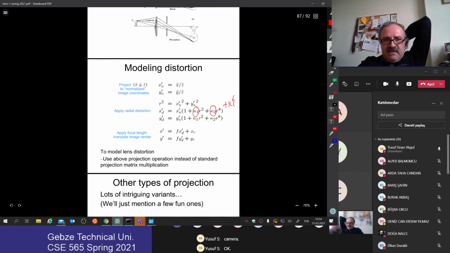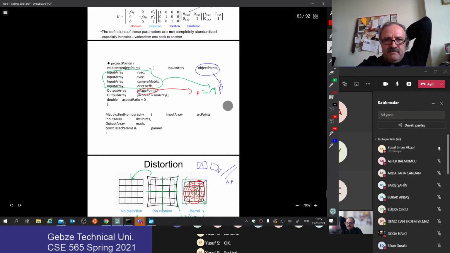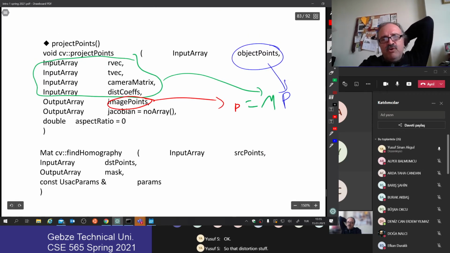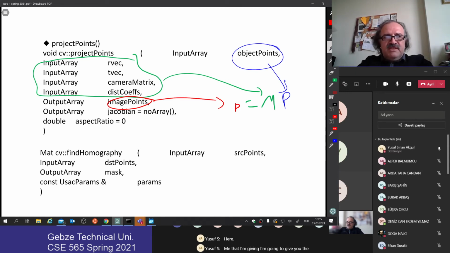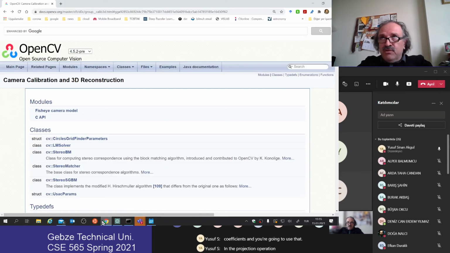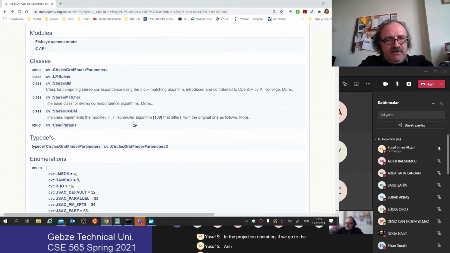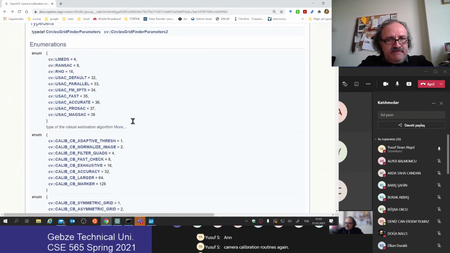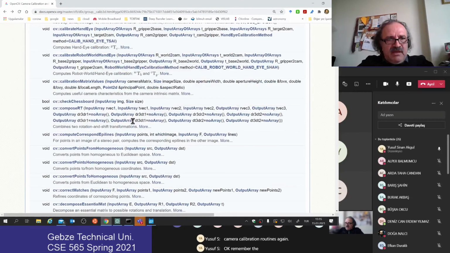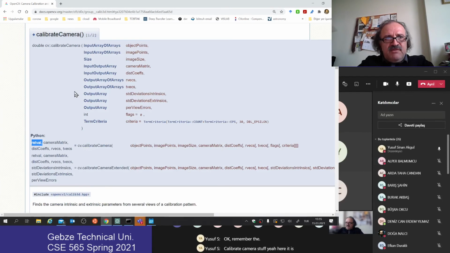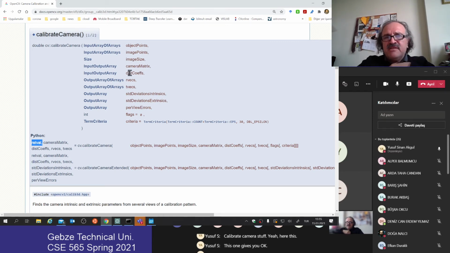So that distortion stuff here means that I am going to give you the distortion coefficients, and you are going to use that in the projection operation. If we go to the camera calibration routines again, remember the calibrate camera function. Yeah, here it is. This one gives you the camera matrix, which is the intrinsic parameters, distortion coefficients, rotation vector, translation vector, etc.